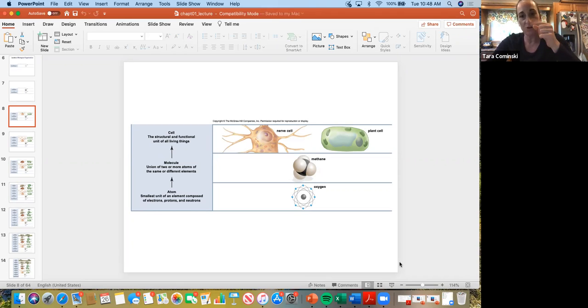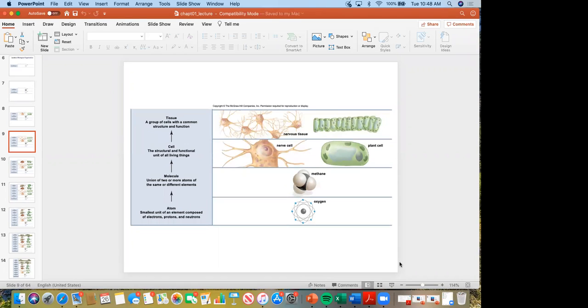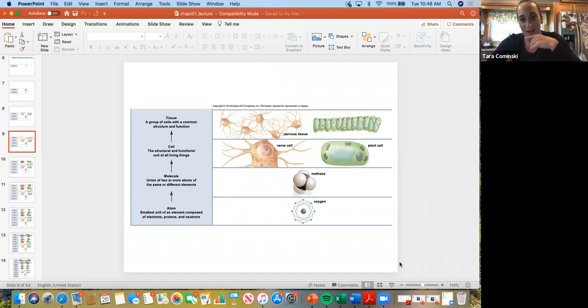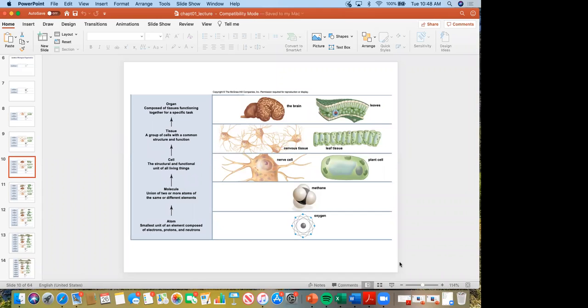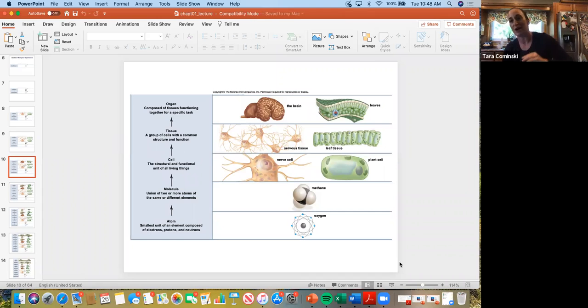Tissue. All right, so our example here is nervous tissue, and I believe that was leaf tissue. What's after tissue? Organ. So when we're on the animal side there, our example of tissue was nervous tissue.